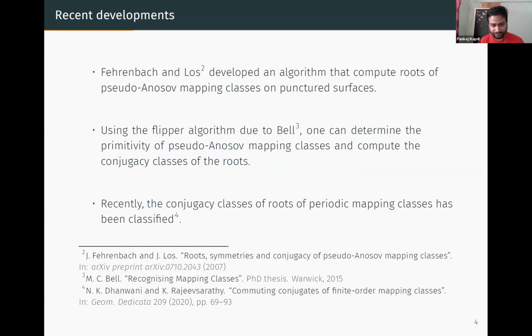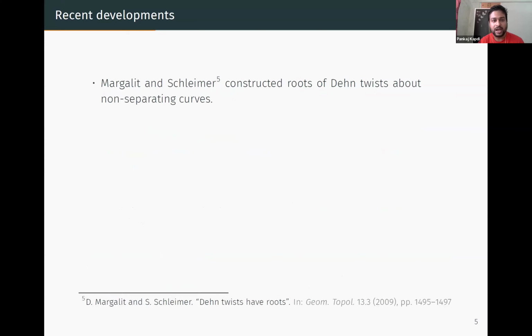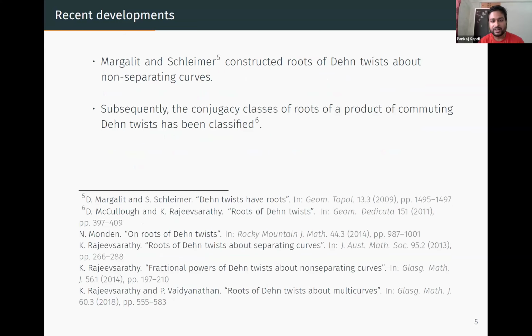Later on, the conjugacy classes of roots of periodic mapping classes have also been classified. So we are already done with the cases of periodic and pseudo-Anosov. We are left with the case of infinite order reducible mapping classes. In that direction, Margalit and Schleimer were the first to construct roots of Dehn twists about non-separating curves. For separating curves, it is easier to construct roots, but for non-separating curves, they were the first to give some examples of roots. Later on, the conjugacy classes of roots of products of commuting Dehn twists have been classified by several authors.